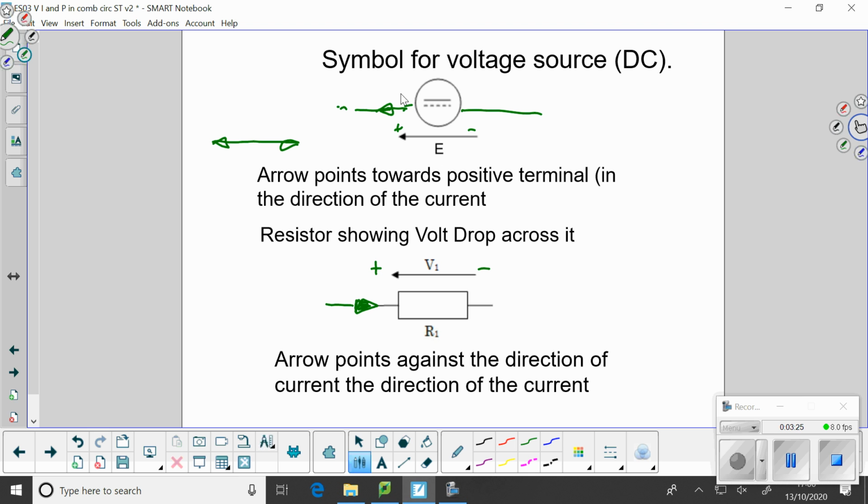Okay. So when we meet every component in the circuit, if there's a current flowing through it, and there's a resistance to that, which there always will be for a resistor, we'll get a volt drop across it. This terminal will be at a higher voltage than that one. You'll hear me call it volt drop. You'll hear me call it potential difference. They both mean the same thing, and they're both measured in volts. But the arrow here for this voltage goes against the direction of current.